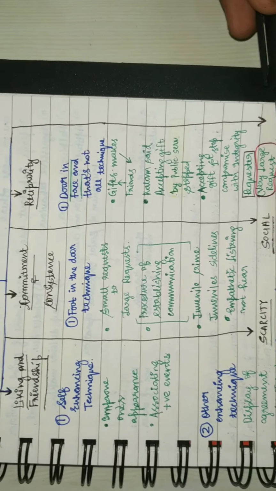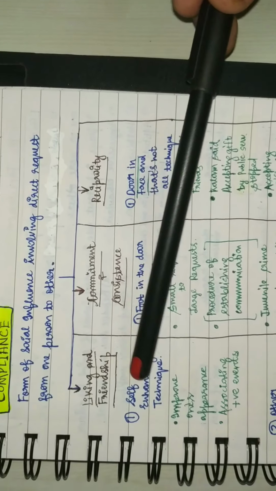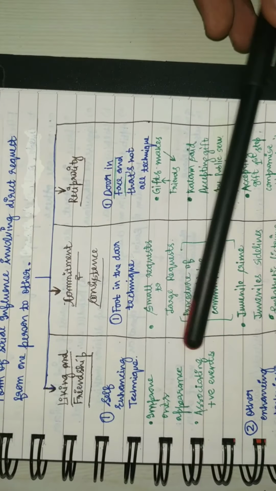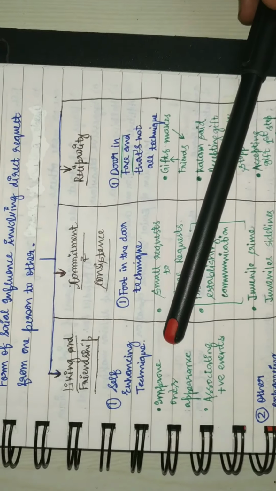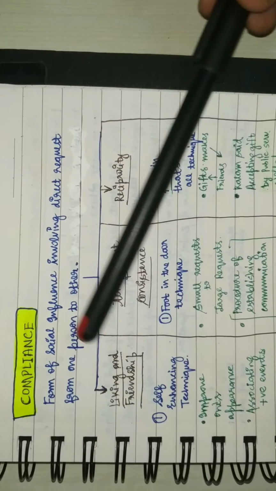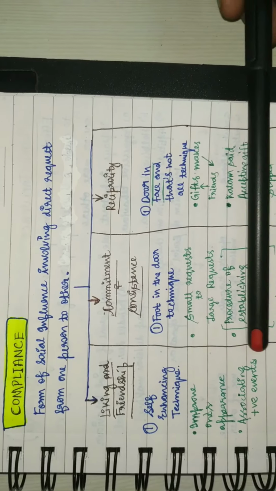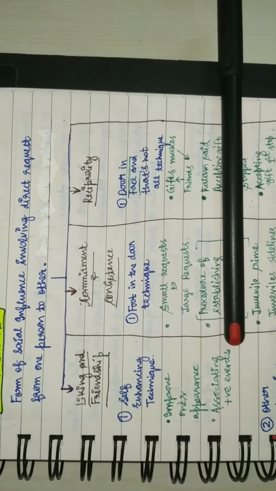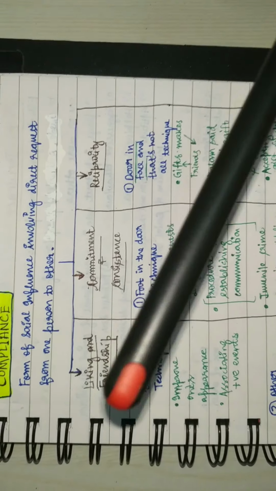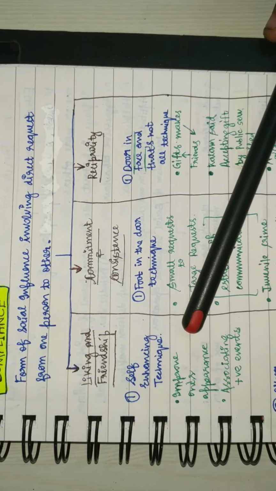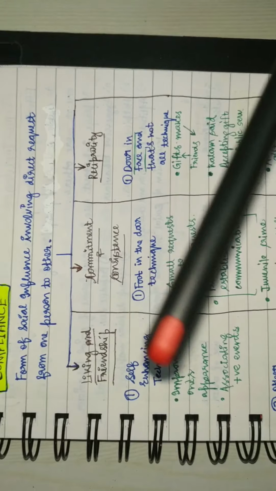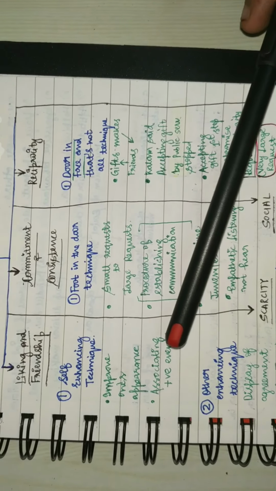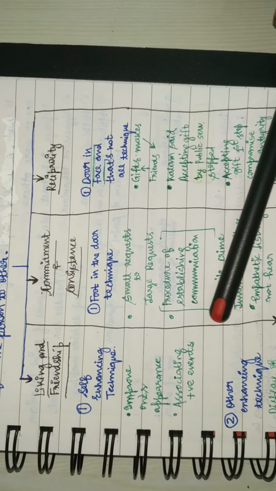They enhance their liking. So the thing is, if you want others to comply with your request in society, improving your appearance is the first method. Associate yourself with positive events.